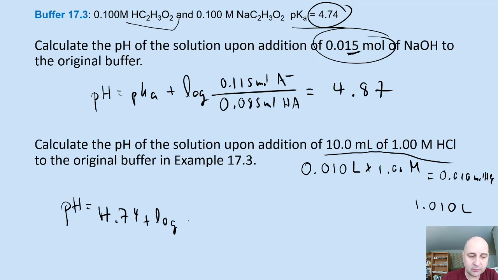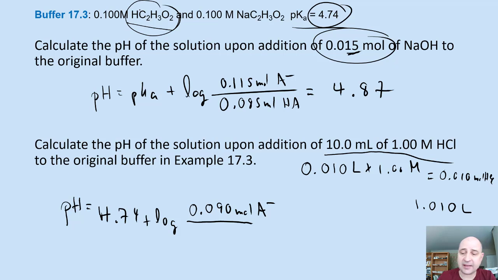plus the log. And of course now we have to subtract from the conjugate base. So we have 0.090 moles of A minus, and we see an increase in the acetic acid, so we're adding that. So here we have 0.110 moles of acid. And so that's the exact same ratio.